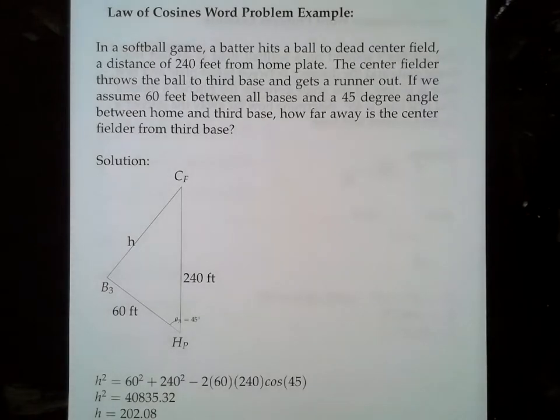So, anyways, in a softball game, a batter hits a ball to dead center field, a distance of 240 feet from home plate. The center fielder then throws a ball to third base and gets a runner out. If we assume that there's 60 feet between all the bases and a 45-degree angle between home and third base, how far away is the center fielder away from third base?